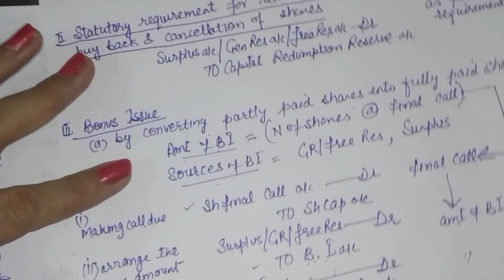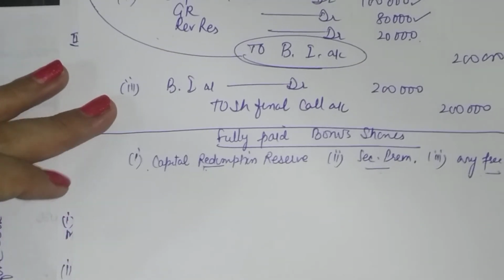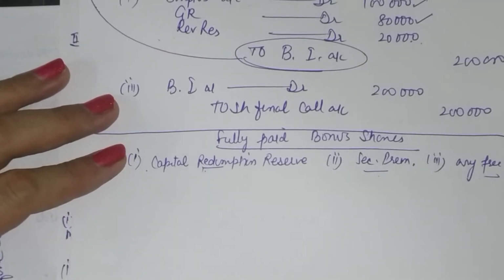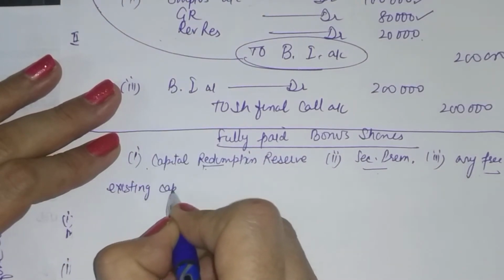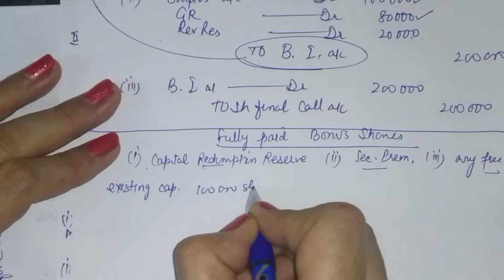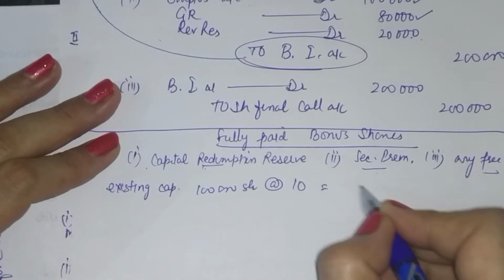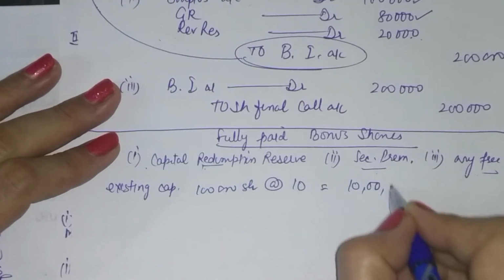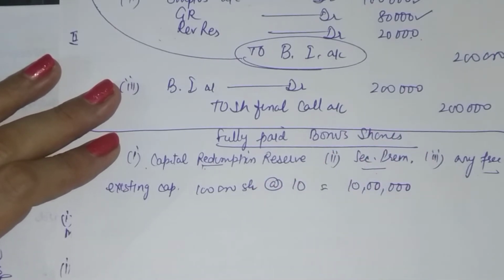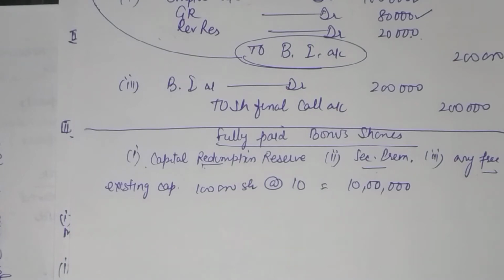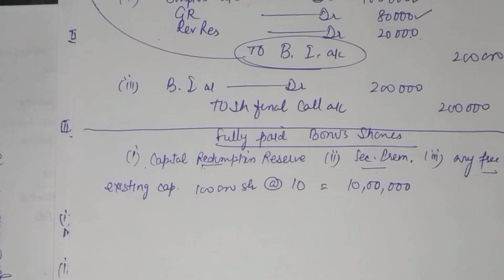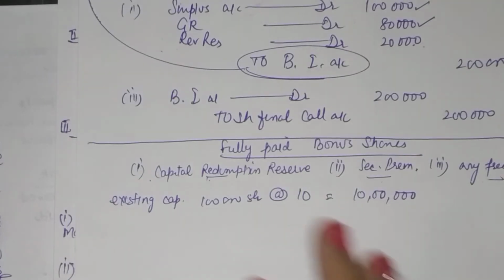You can understand this through one example. Suppose a company has existing capital of 1 lakh shares at the rate of 10, fully called and paid, 10 lakh. Now herein remember one rule, right? The rule is that fully paid bonus shares can be given only to that category of shares which is fully called and paid. That is, bonus issue cannot be made for the partly paid shares in this category.